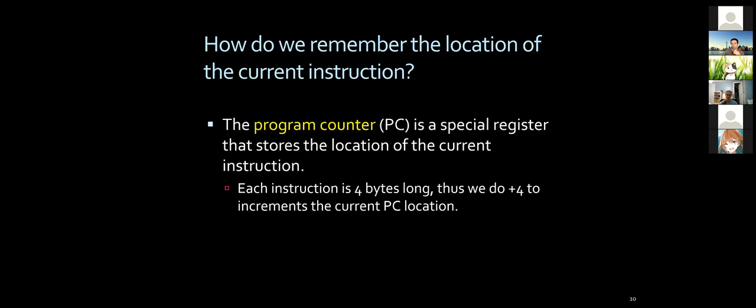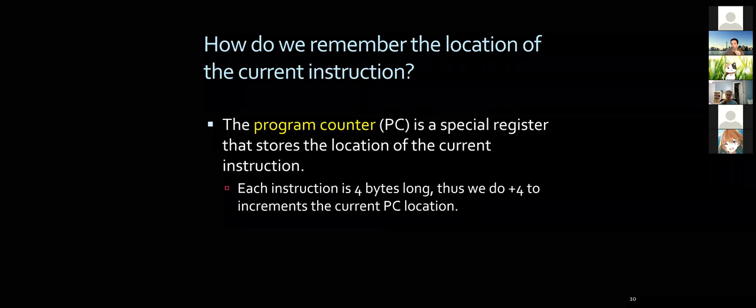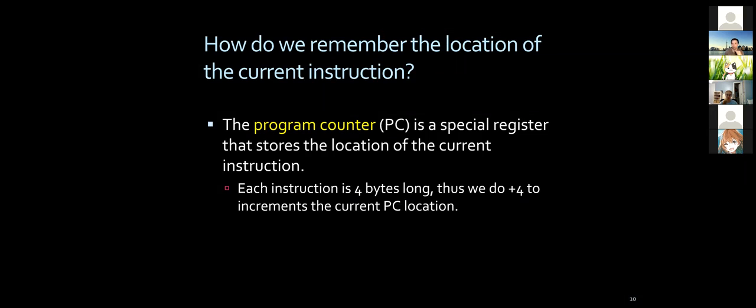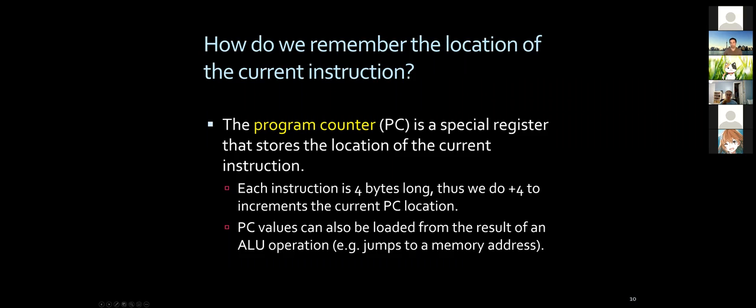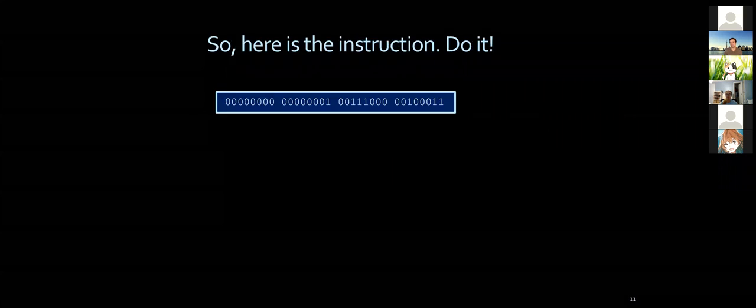But otherwise, essentially, there are two possibilities for the program counter. You either increment it by 4, or you overwrite its value with some other value through a jump instruction. So there are only two possibilities, right? And this is a part of the data path, you see. What we do for the program counter depends on the instruction. By default it's +4, but it might be different. PC values can also be loaded as a result of an ALU operation or jumps to a memory address.